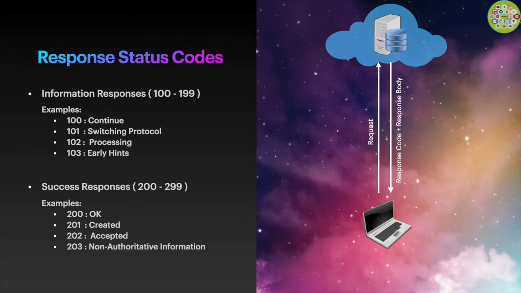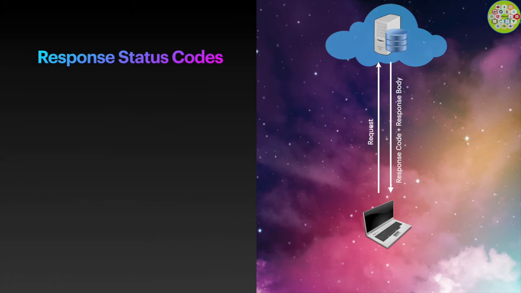Then we have 204, that is no content. In this, there is no content to send for this request, but the headers may be useful. The user agent may update its cached headers for this resource with the new ones. Then we have 205, that is reset content. This tells the user agent to reset the document which sent this request. Then we have 206, which is partial content. This response code is used when the range header is sent from the client to request only part of a resource, not the complete one.